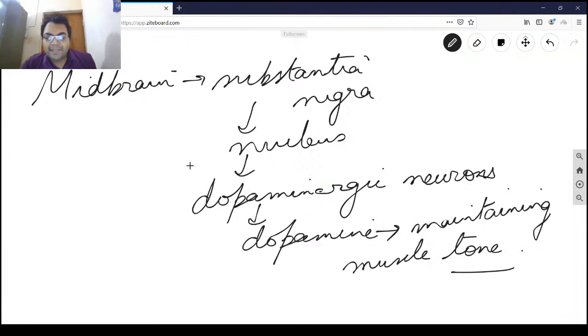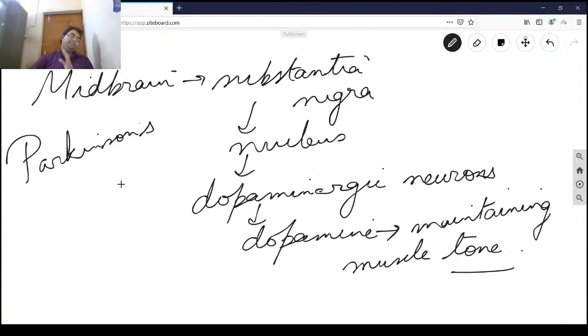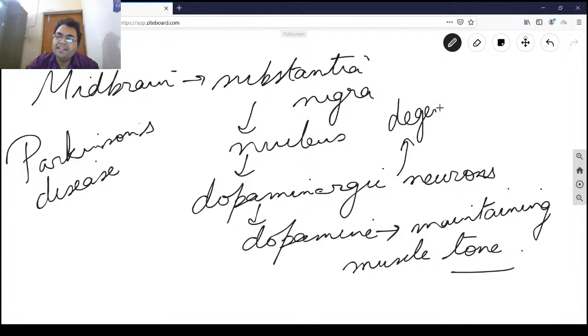So what happens there is a disease known as Parkinson's. Vladimir Putin, the present president of Russia, has been diagnosed with Parkinson's disease. Now he will be resigning pretty soon from his presidential post. Parkinson's disease occurs because these dopaminergic neurons start to degenerate. Degenerate means they start to die, necrosis.